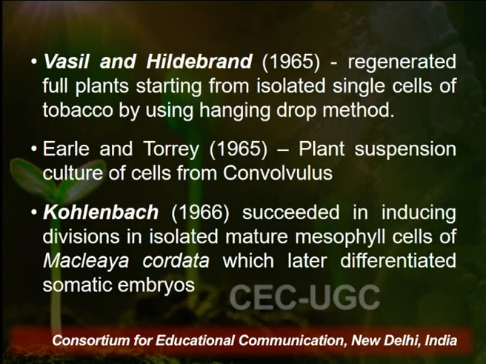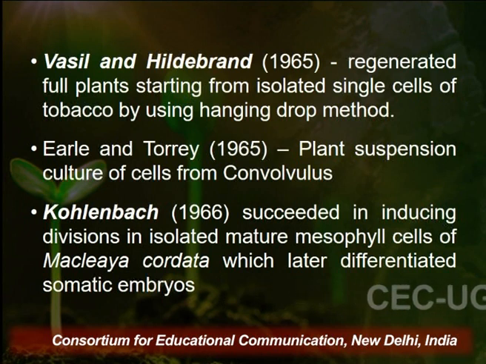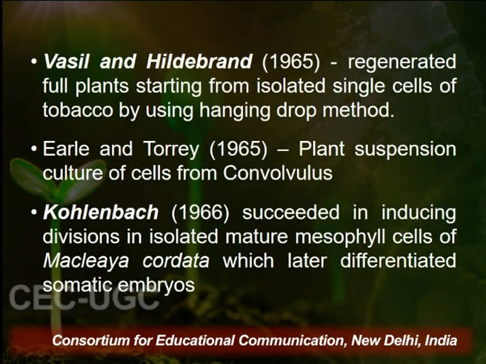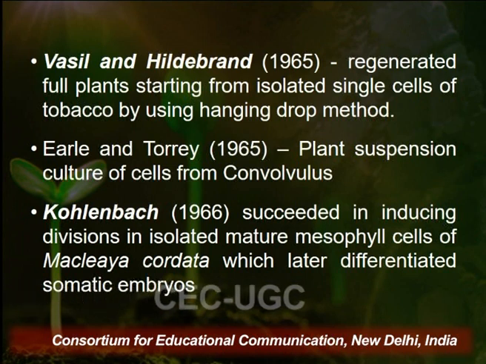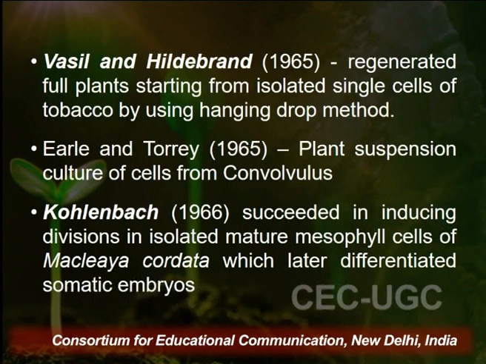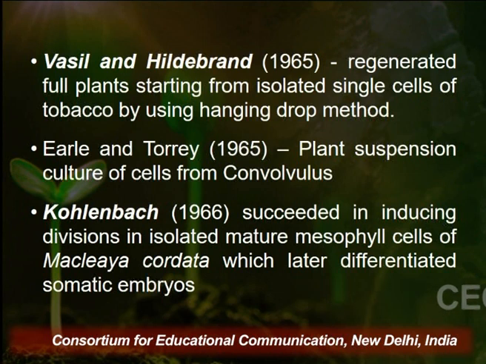In 1966, Kohlenbach succeeded in inducing division in isolated mature mesophyll cells of Macleaya cordata, which later differentiated into somatic embryos. Mesophyll cells are considered to be non-meristematic, and he was able to induce cell division in them and develop somatic embryos from that culture.